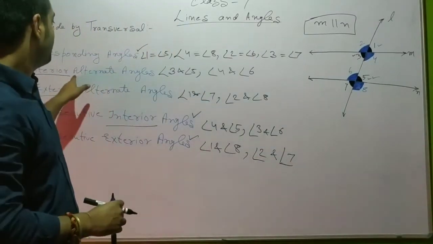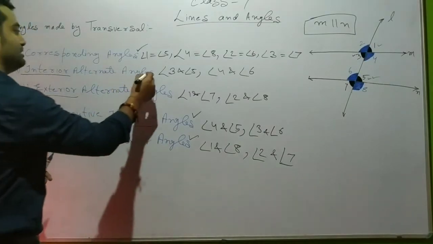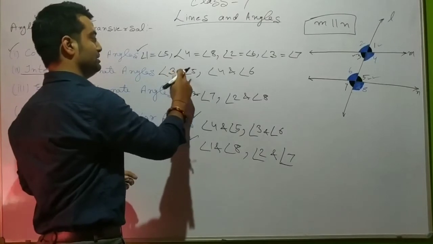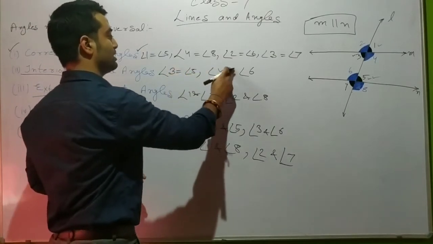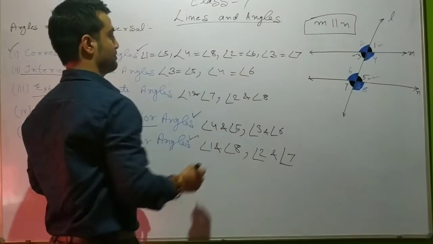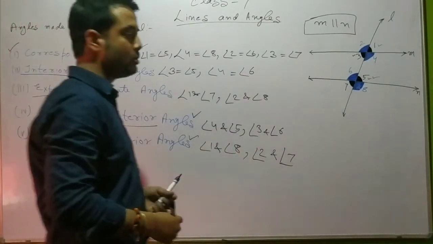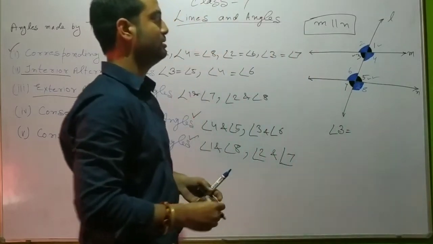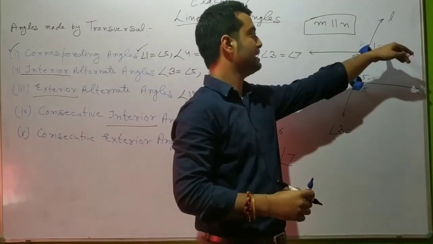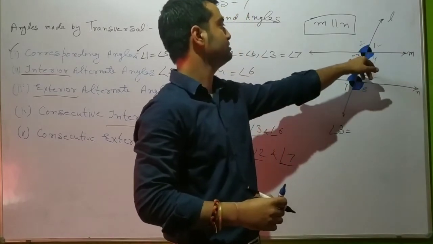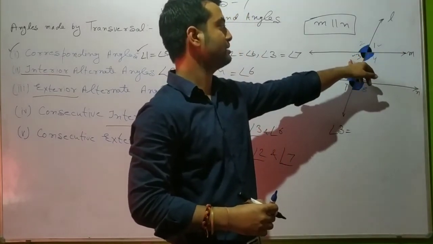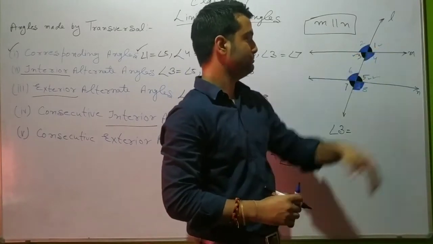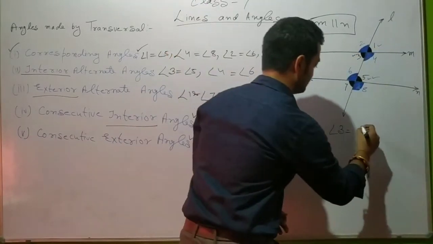When the line segments are parallel, the interior alternate angles are also equal. Angle 3 will be equal to angle 5, angle 4 will be equal to angle 6. Now let's find out how angle 3 is equal to angle 5. If we look at line 1 and angle 1 and angle 3, angle 3 will be equal to angle 1 because of vertically opposite angles.